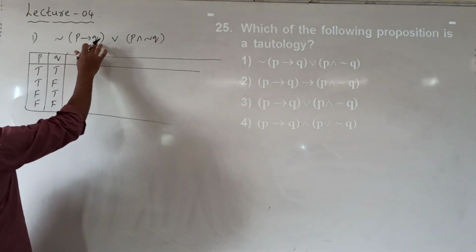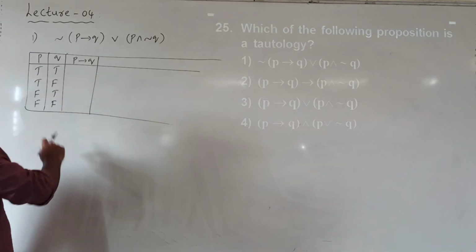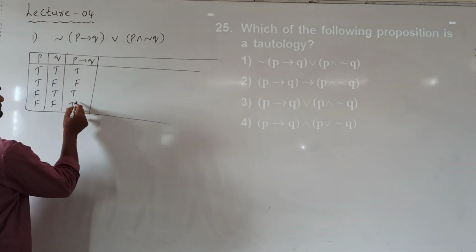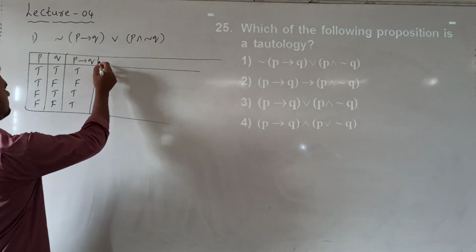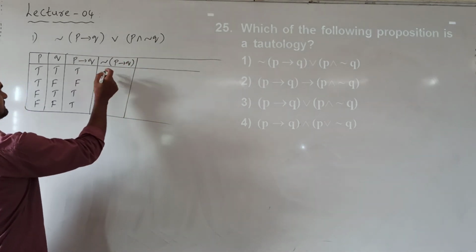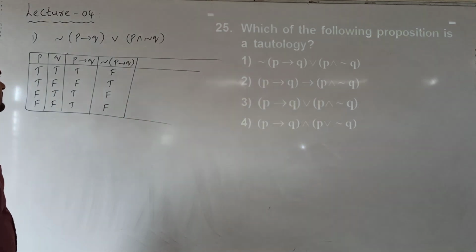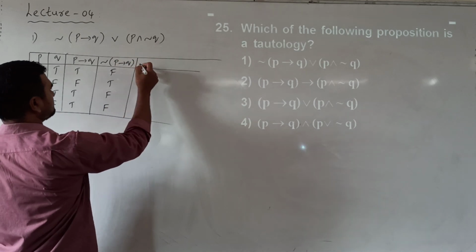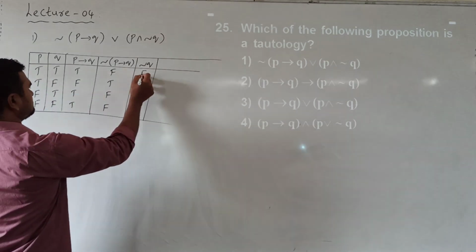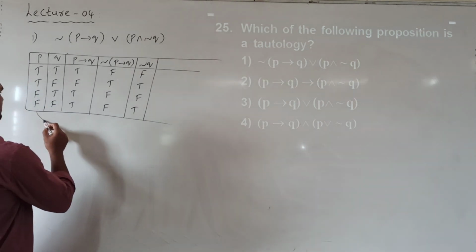Now first we take P implies Q. Implication: first statement true, second statement false, then implication is false. In the other cases it will be true. Now for this we need a negation. So negation of P implies Q: false, true, false, false. Next, we need P and negation Q. So negation Q is not there. Just take the negation for Q: false, true, false.